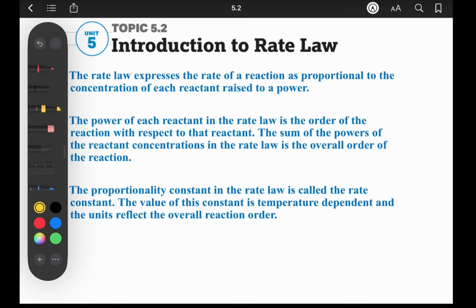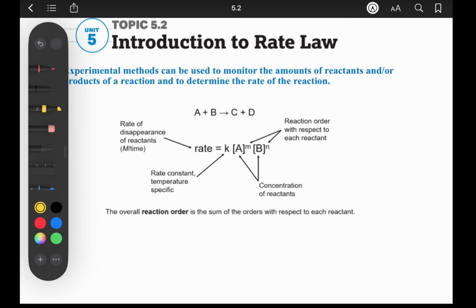Hello and welcome everybody to the series of AP Chemistry for Unit 5. Today we'll cover the topic of introduction to the rate law. We'll introduce how to write the rate law expression, in addition to the components of the rate law in terms of the order of reactions, the overall order of reactions, and the proportionality constant, which is called the rate constant. So let's start.